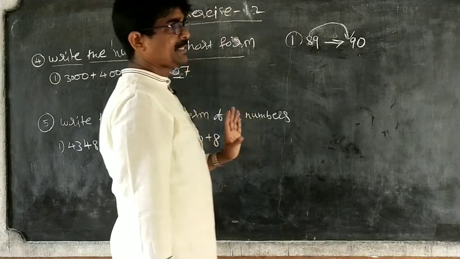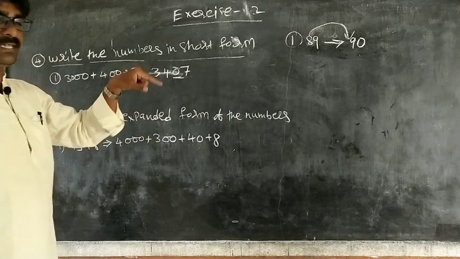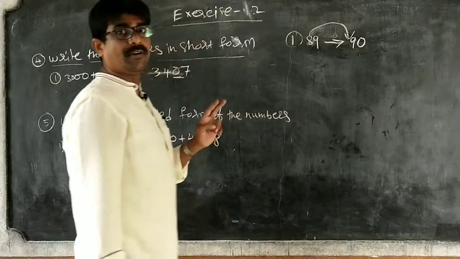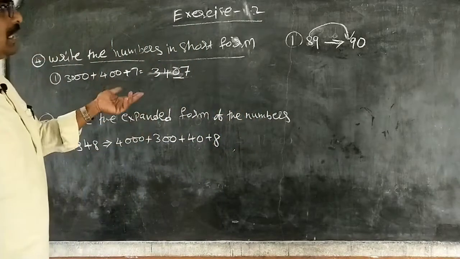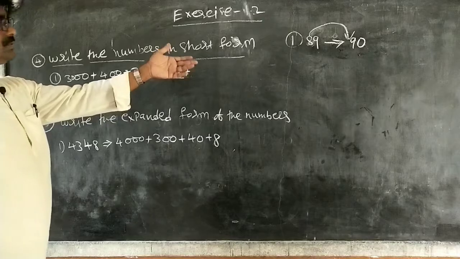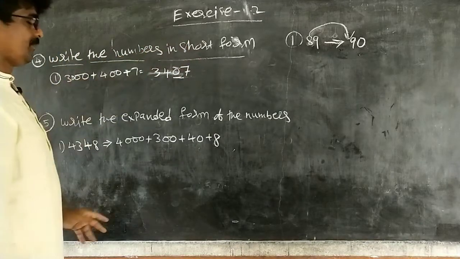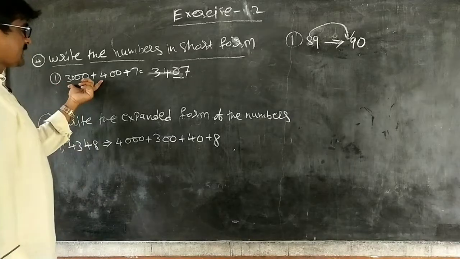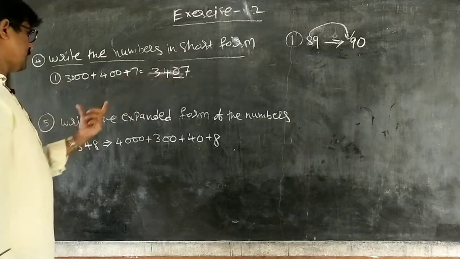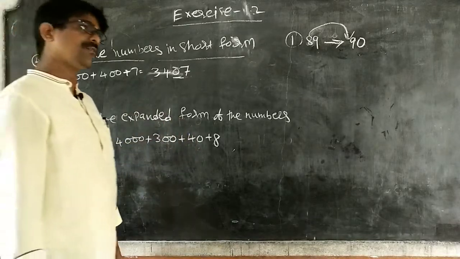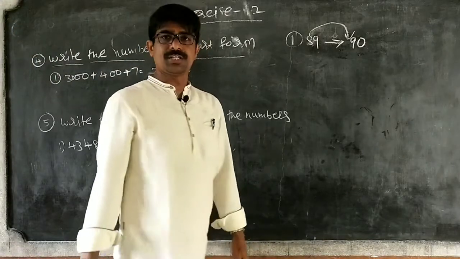So the first problem is rounding to the nearest 10. Second problem, rounding to the 100. Third problem, rounding to the 1000. We already did some example problems. Next, this is the fourth problem. Write the numbers in short form. He has given the expanded form, how to write it in the short form. Okay? Understand?